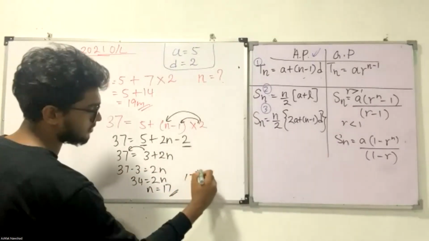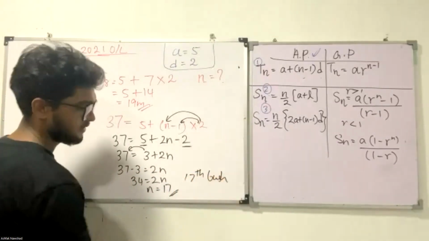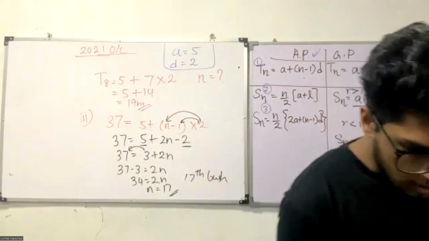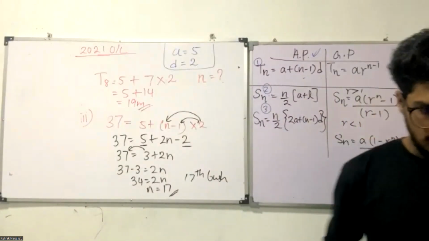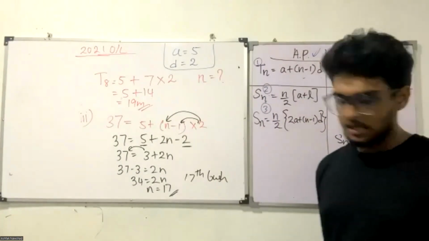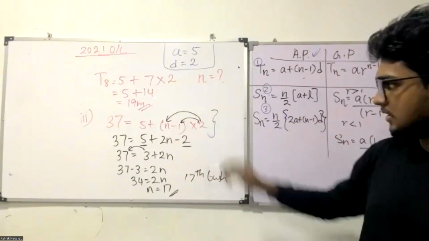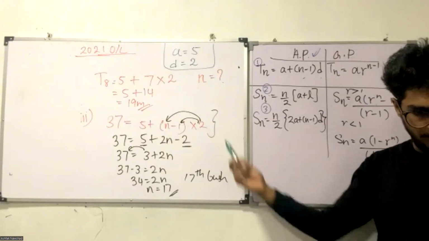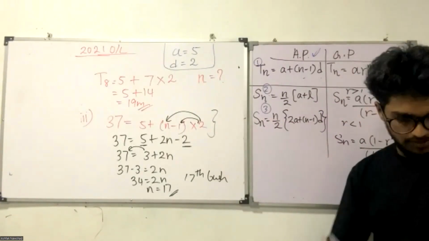So the 17th bush, right? The 17th bush is 37 meters away. I'll repeat this. You need to understand this, right? You got the same answer. That's great.